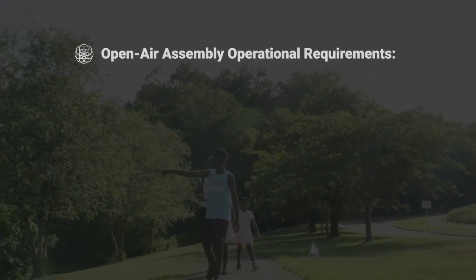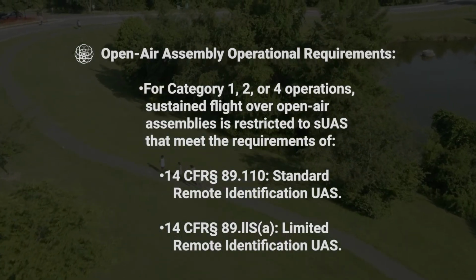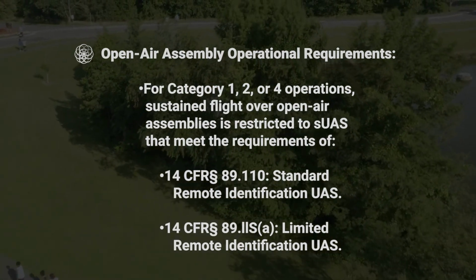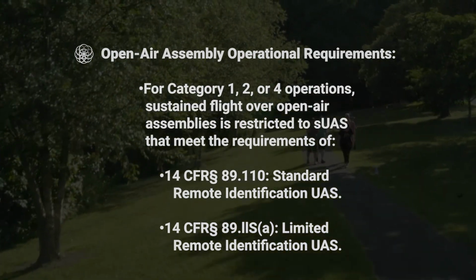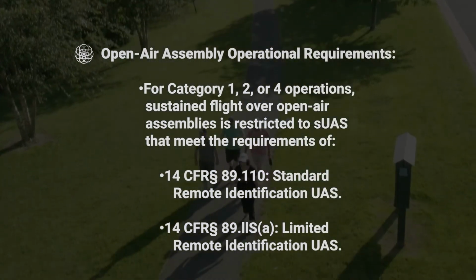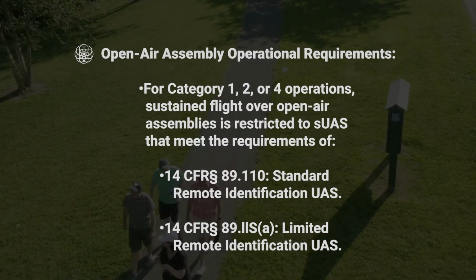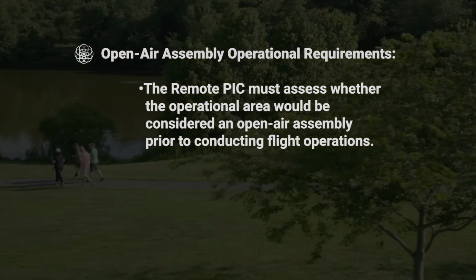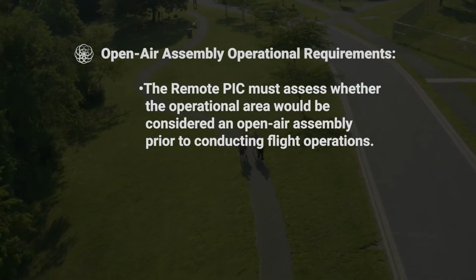Open-air assembly requirements. For Categories 1, 2, or 4 operations, sustained flight over open-air assemblies is restricted to sUAS that meet the requirements of 14 CFR 89.110, Standard Remote Identification UAS, or 14 CFR 89.115A, Limited Remote Identification UAS. The remote PIC must assess whether the operational area would be considered an open-air assembly prior to conducting flight operations.